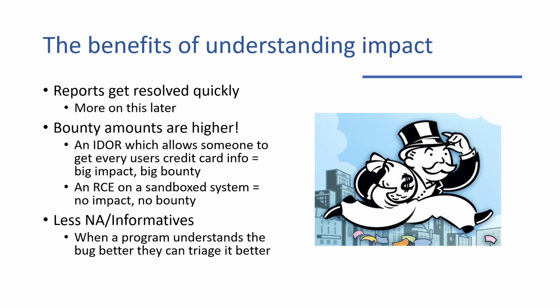And fewer N/As, fewer informatives. For you, that's good because on a place like HackerOne, the more you get, the higher your reputation is, and the better people can say, yeah, you're a good bug bounty hunter. But actually, when a program understands a bug better, they can also triage it better. If you report a bug and a triager tells you, oh, this impact isn't legitimate, this impact is an N/A or an informative, actually, if you fully understand the impact of your bug, you can help them to fully understand the impact. And then you can make that case for a higher severity.